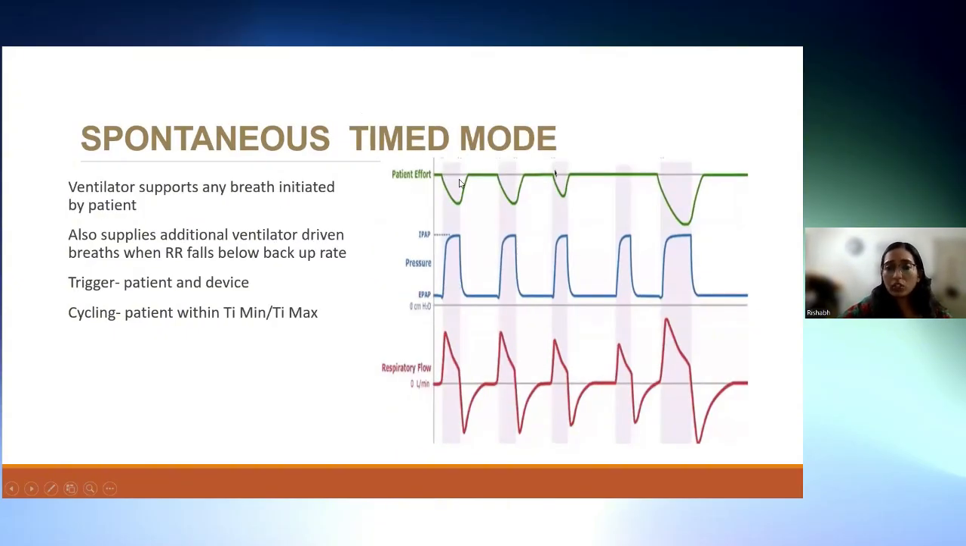In a spontaneous time mode, the patient is breathing. Apart from the patient, the ventilator also will deliver a breath if the RR falls below the backup rate. So here the trigger is by the patient, and the trigger can also be by the device if the backup rate falls in. And the cycling is within the TI min and TI max. It cannot be more than the TI max.